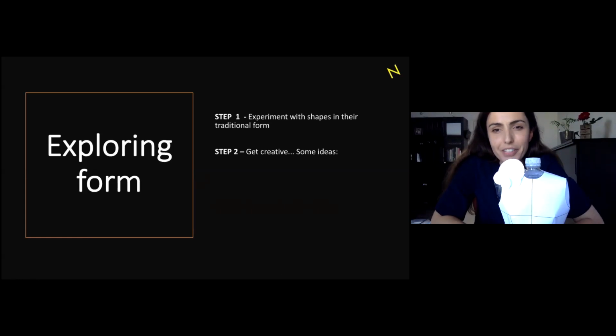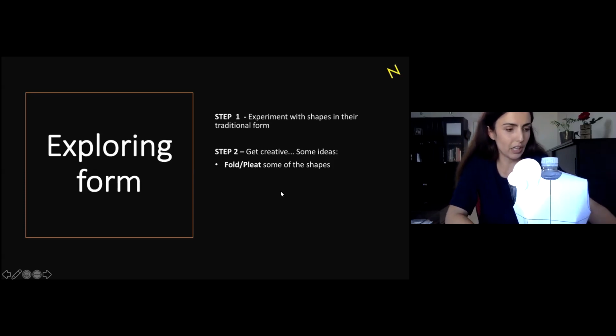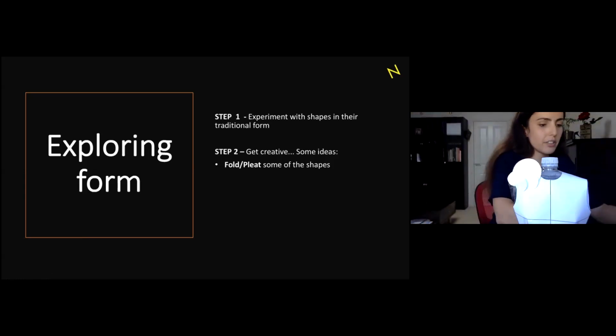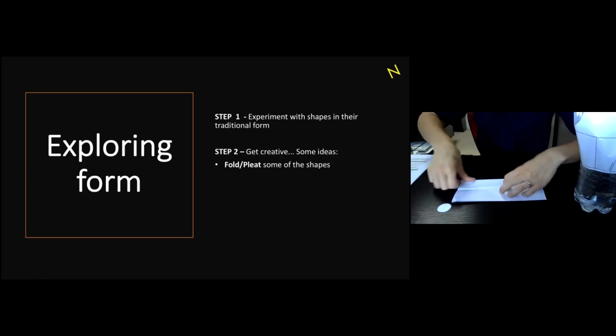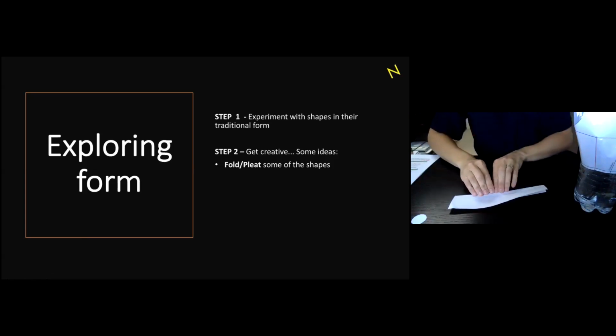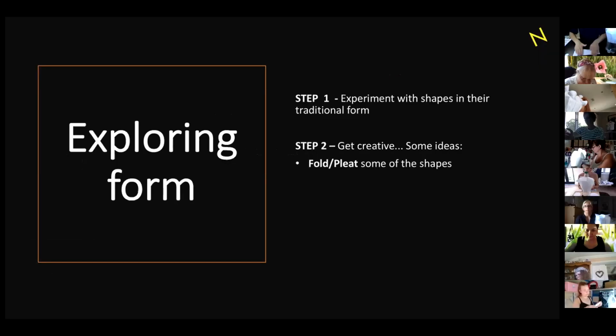The next part of the development is a bit more creative in the sense that I would encourage you to get creative with the shapes that you've been given. So some ideas you might want to look at or consider is pleating or folding some of the shapes. So what I'll start with is probably one of the more obvious. So starting with a rectangle, I'm going to pleat the rectangle. We don't need to measure anything. We don't need to be precise. It's really just about exploring, experimenting, having some fun with the paper.